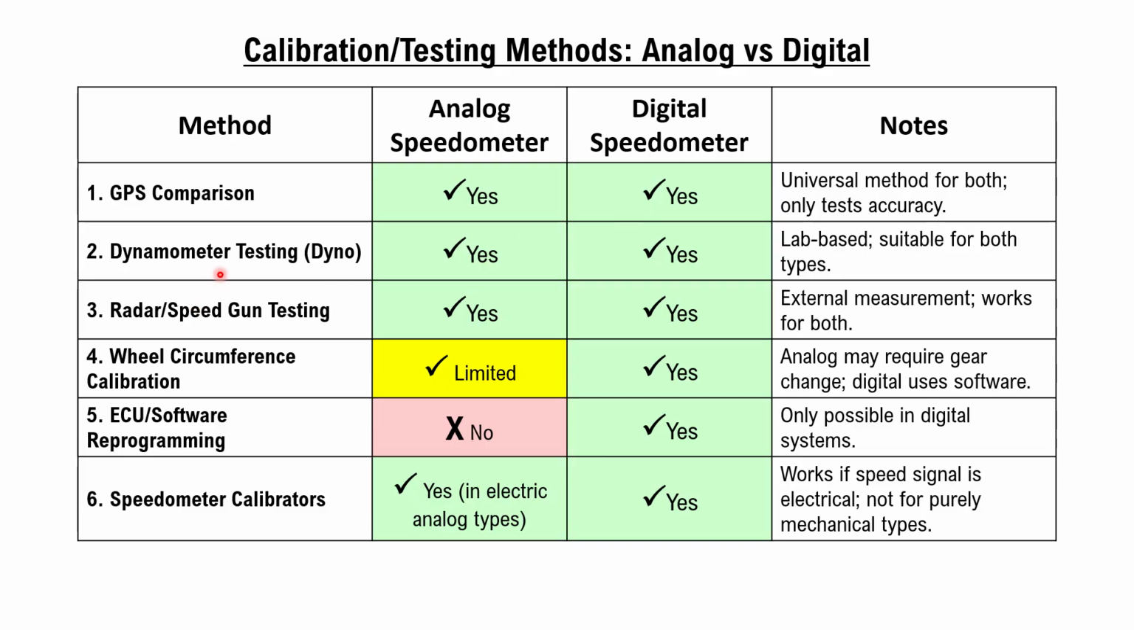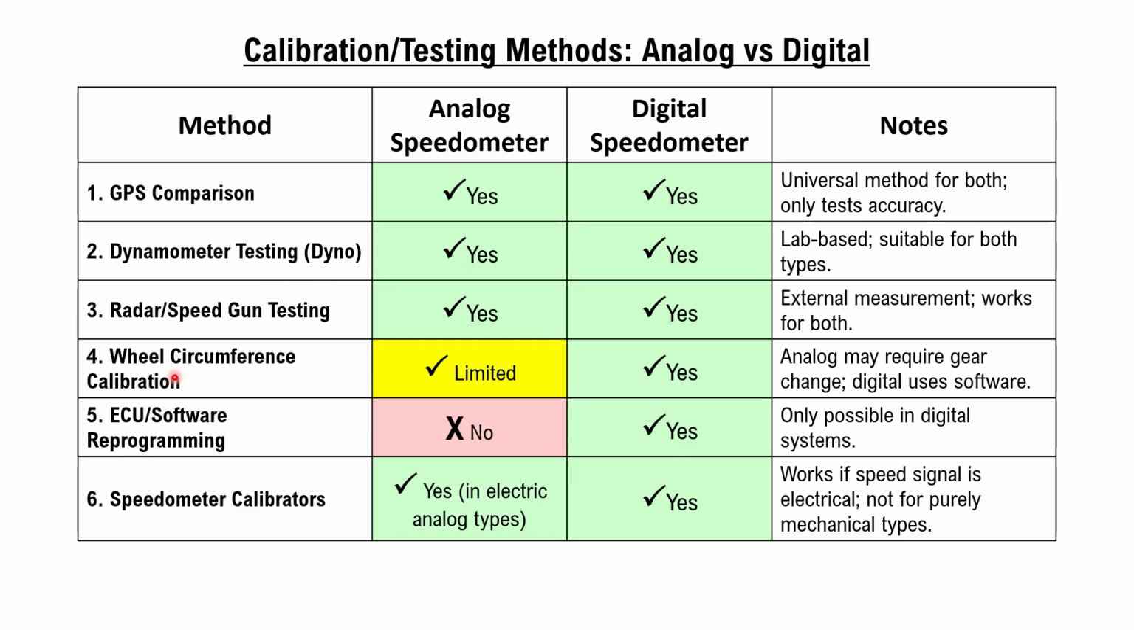Dynamometer testing. It can be applied to both analog and digital speedometers. It is lab-based, suitable for both types. Radar speed gun testing is also applicable to both types of speedometer, that is, analog and digital speedometers. Note, external measurements work for both.